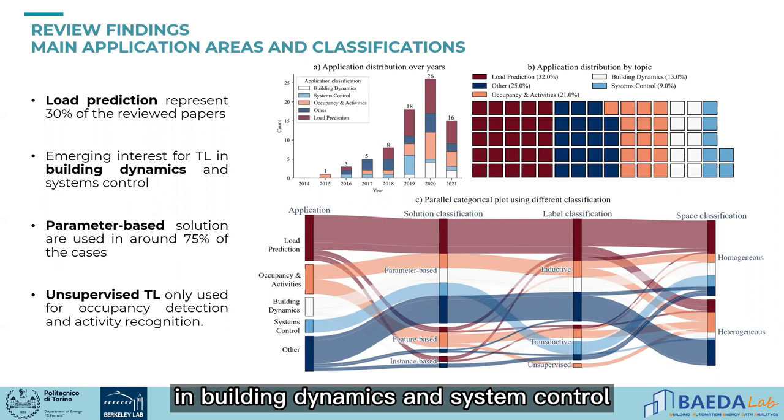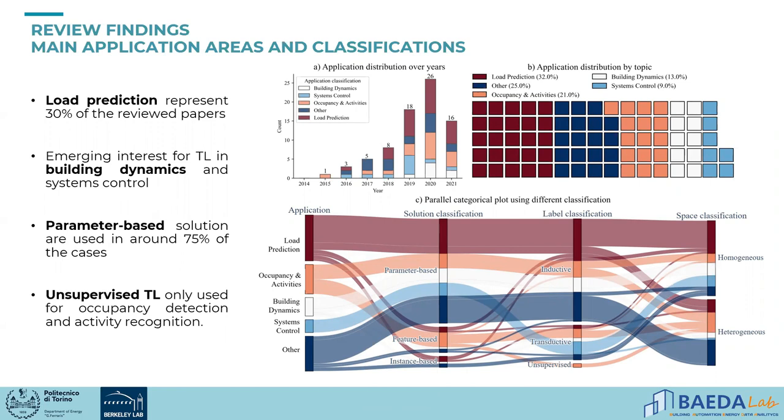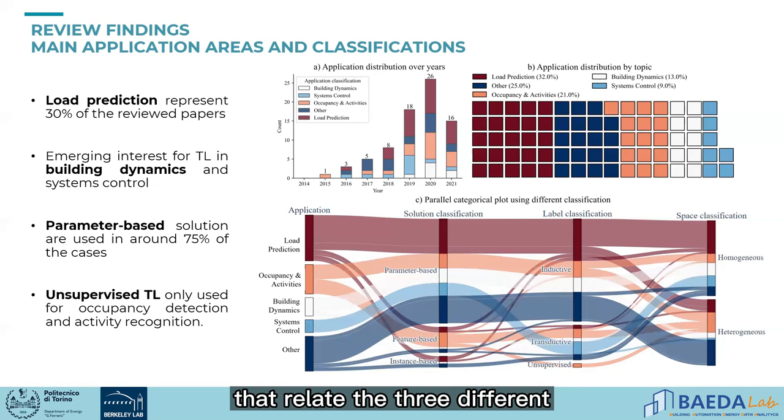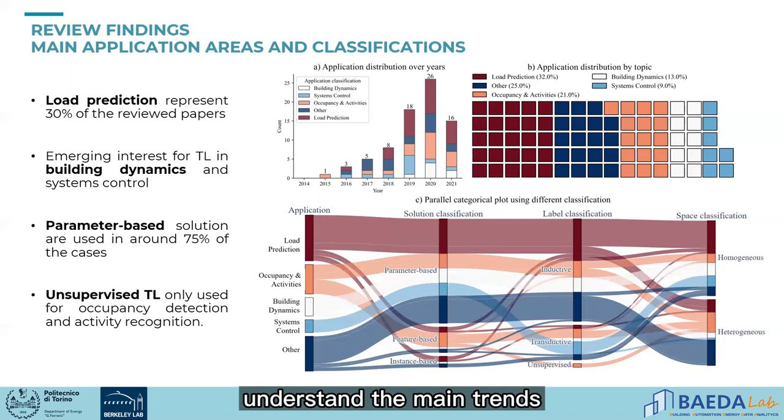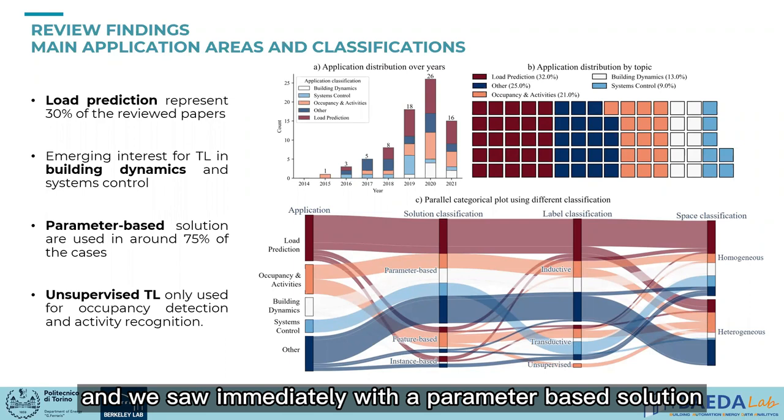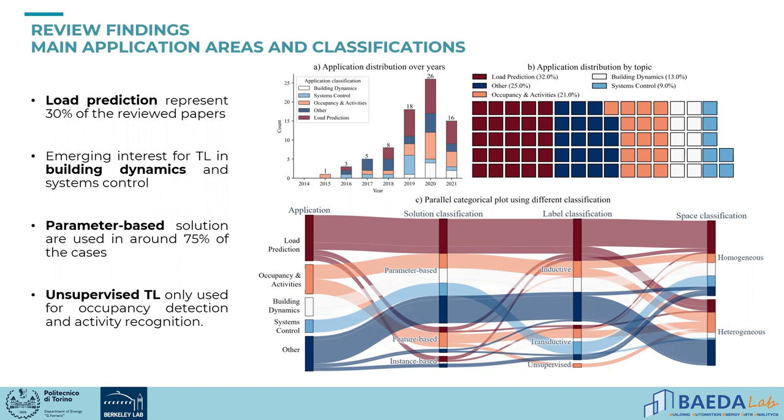Then we also show a parallel categorical plot on the bottom that relates the three different classifications introduced before: the solution classification, the label classification, and the space classification. This graph was useful to understand the main trends over the different classifications. And we saw immediately that the parameter-based solutions are used in around 75% of the cases, and that supervised transfer learning is used only for occupancy detection and activity recognition.